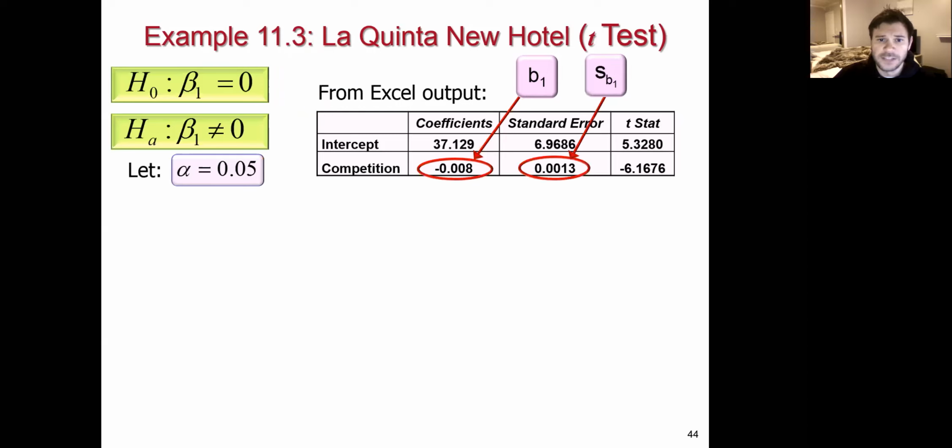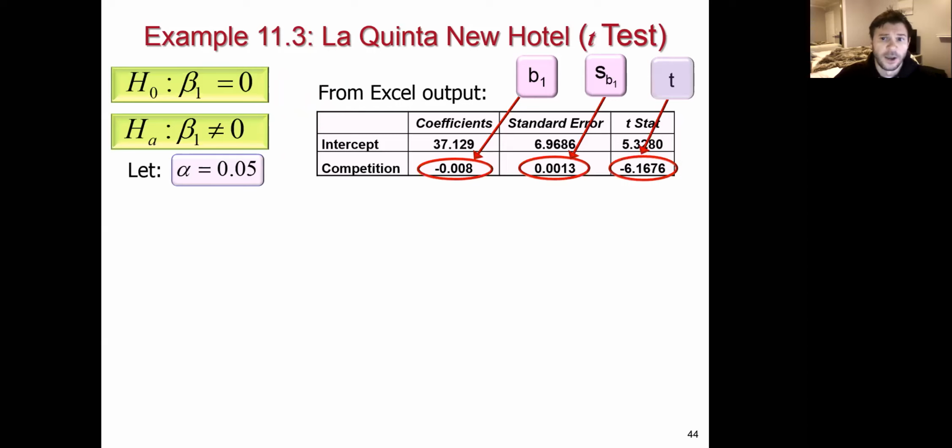And we're given the standard error in the output. So if we were to take B1 and divide it by that standard error, you would wind up with this t statistic in the right-hand column. That t statistic, negative 6.1676, says that that sample statistic is more than 6 standard errors below the mean of the distribution, which probably sounds pretty far away, but we're going to check this.